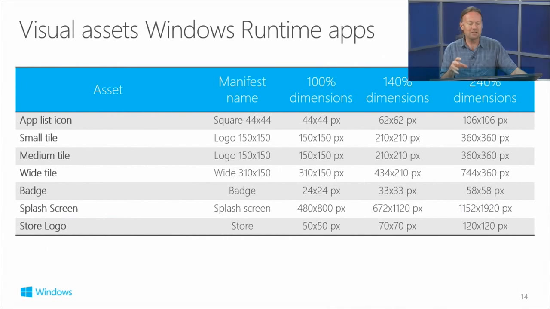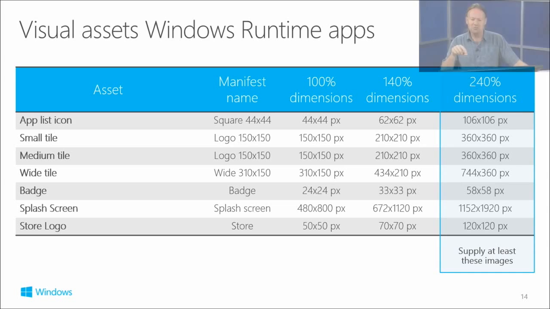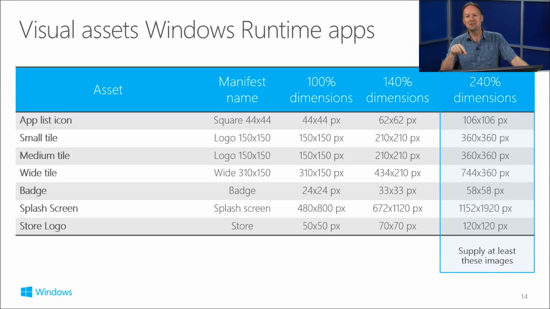So this is a little bit more drill down into the visual assets you need for a Windows Runtime app. We'll see this in the manifest editor in a minute, but you can actually supply assets, the artwork, at what we call different scale factors. Now, we touched on this on the first day of the Jumpstart. You can supply assets at 100%, a 1.4 scale factor, and a 2.4 scale factor. If you're only going to supply one, supply the 240% dimension ones. In fact, with Windows Phone, there are no Windows Phone devices out there at the moment that are at a 100% scale factor.